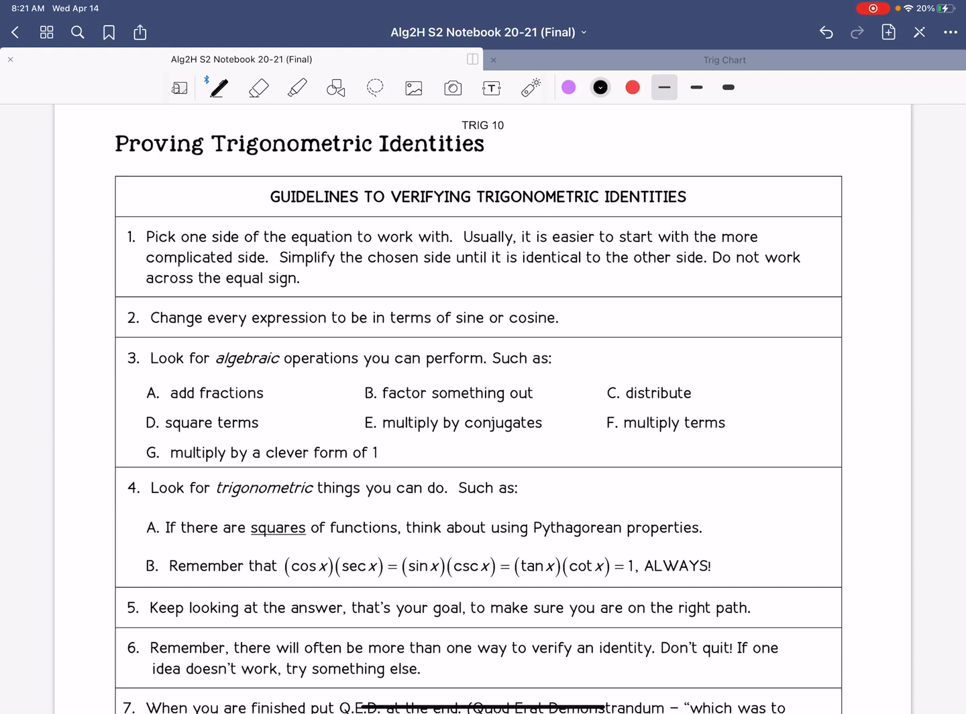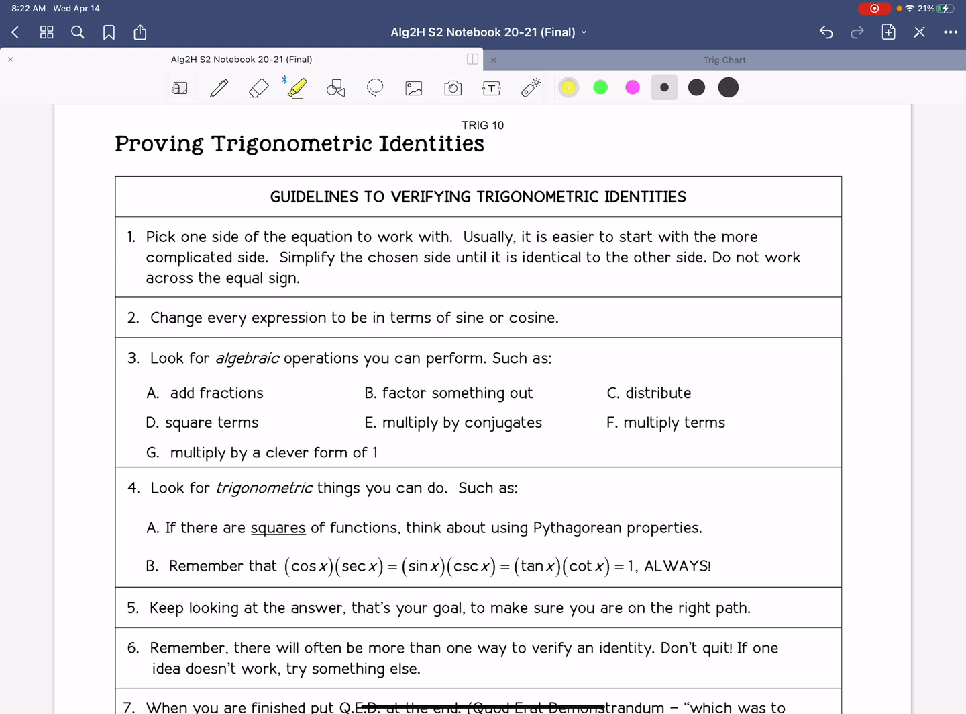Welcome to Trig 10. So today we're going to be learning about how to prove trigonometric identities. There are going to be a lot of different ways that you could go about this. There's not any one correct way to do them. That's where it could be a little bit more challenging, because it's not just straightforward, to the point. There are different orders you could do them in. There are different ways you could do them.